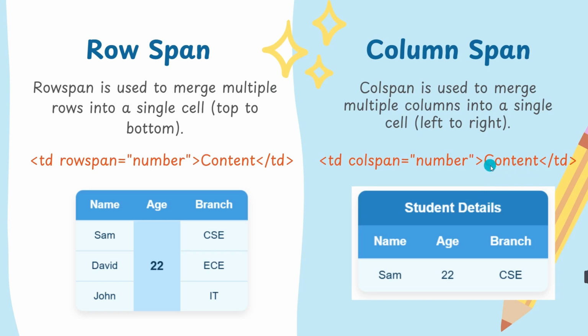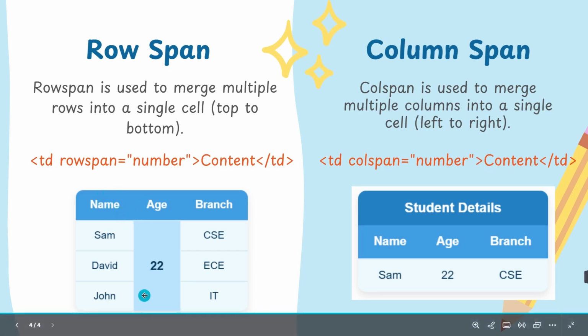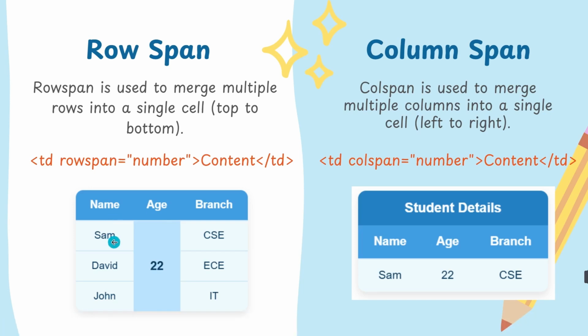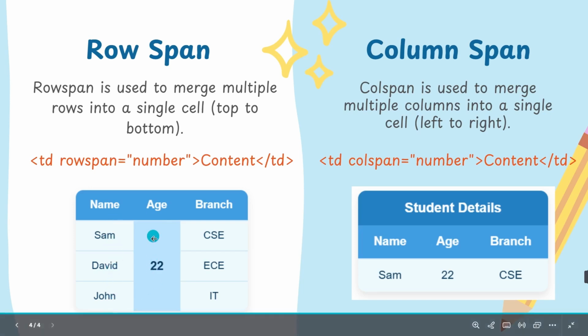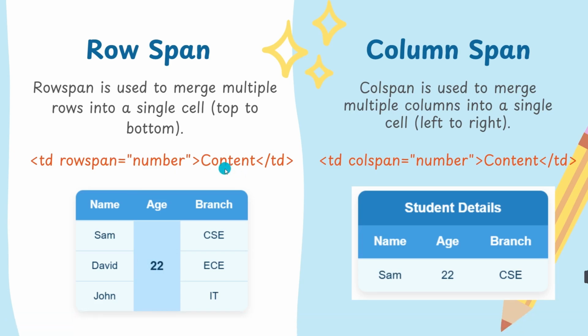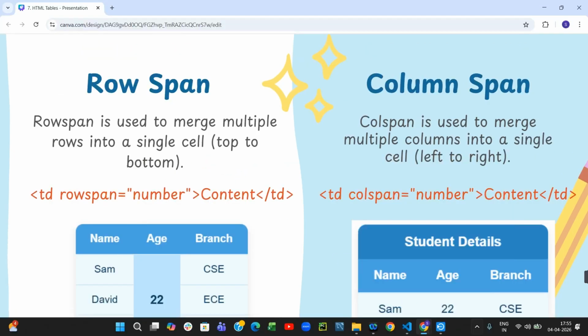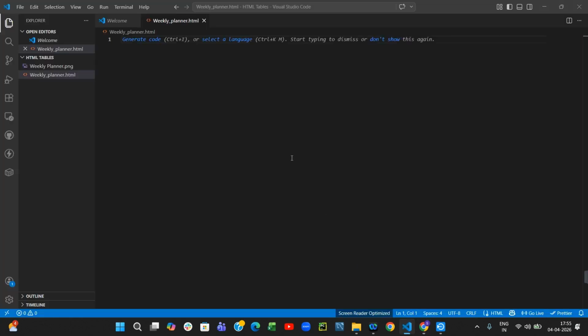Now we have the rowspan. If one cell becomes taller and covers many rows, then we call it rowspan. Rowspan is used to merge multiple rows in a single cell, top to bottom. So you are combining multiple rows, that is Sam, David, and John, all together, and you are just putting one detail here. So you specify rowspan equals 3, and the content here is 22. So let's quickly move ahead with the hands-on activity.